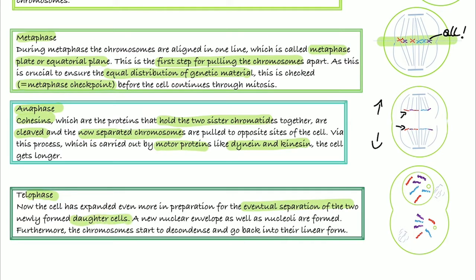As we discussed before, the nuclear envelope broke down and the nucleoli disappeared, and now they have to be formed again, and the chromosomes start to decondense, and the DNA is now back into its linear form.